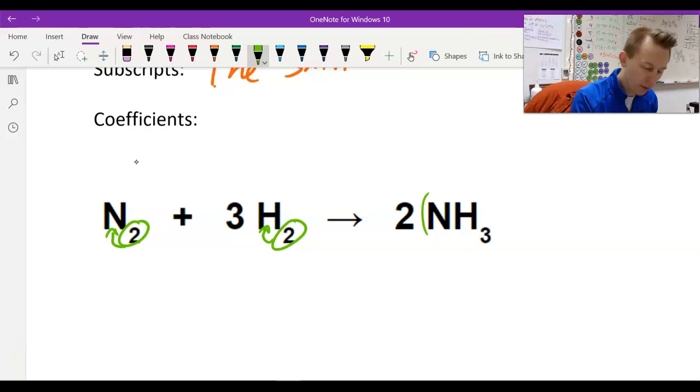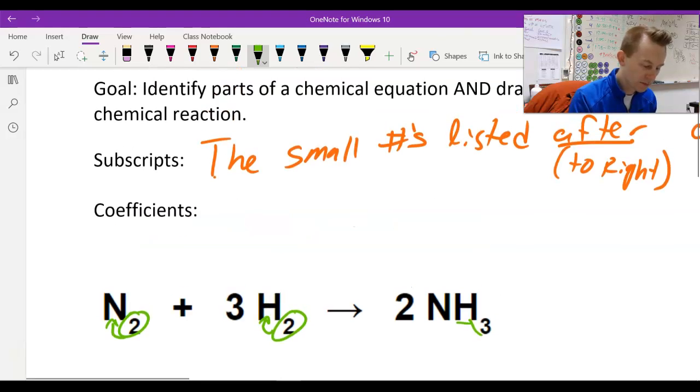If I were to put parentheses here, then this 3 would apply to everything that's in here, in which case I would have 3 nitrogens and 3 hydrogens in one molecule. But that's not the case. I only have the 1 hydrogen that this 3 applies to. So there we go. Then we have coefficients.